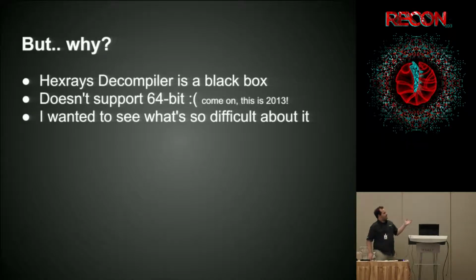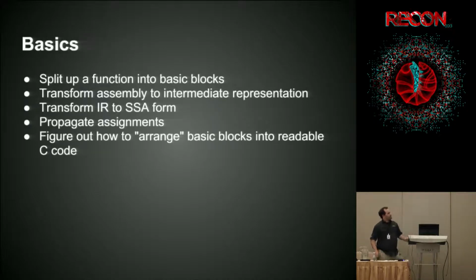I wanted to see what's so difficult about it. HexRays Decompiler came out in 2007, I think, and there's still no 64-bit support. So what's so hard about adding a few instructions, calling convention and stuff? So the basic idea is this. You split up the function in basic blocks, just like the IDA graph view. That's the same idea. And then transform the assembly into an intermediate form.